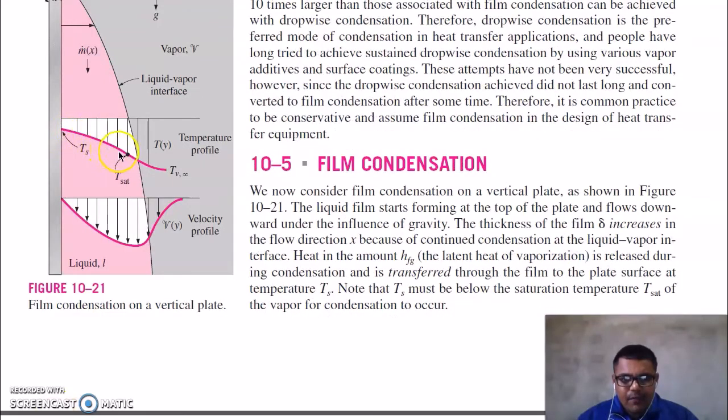This is the temperature profile and this is the velocity profile. This is the no slip condition just above the plate surface. So at the no slip condition the velocity is 0, and it will increase and it is maximum at the gas and liquid interface. The temperature of the condensate is T saturation and it decreases to the wall temperature. This is the temperature profile.